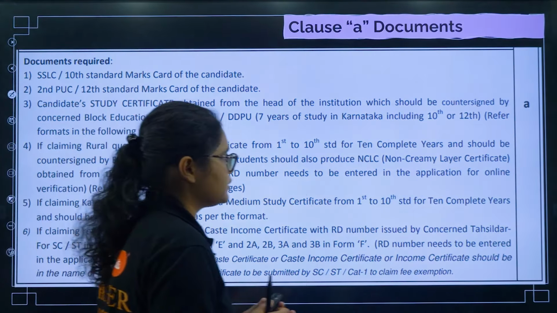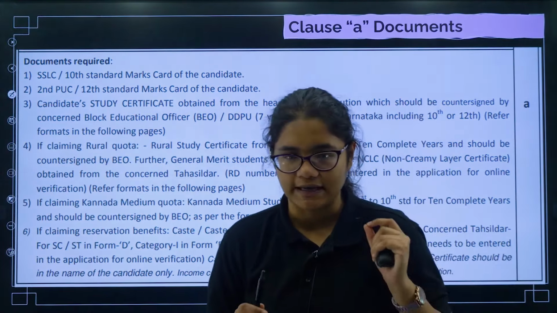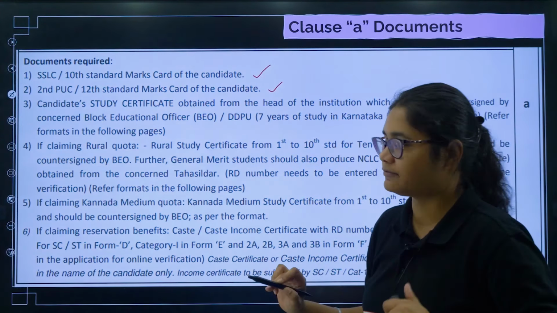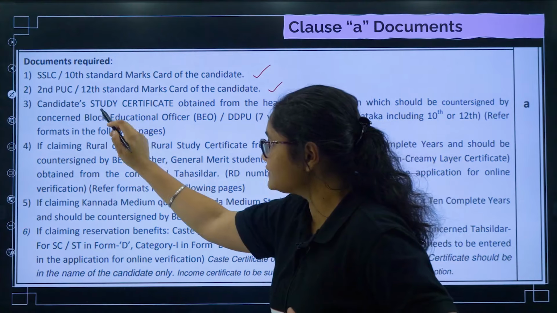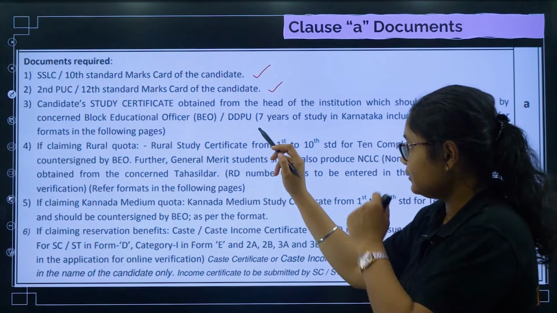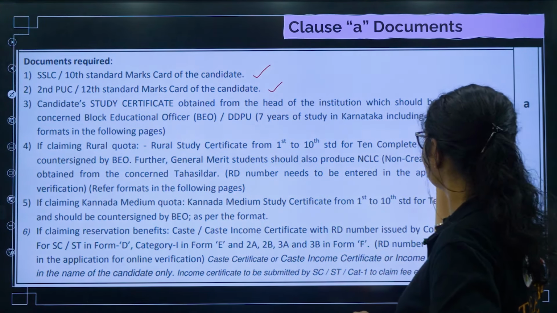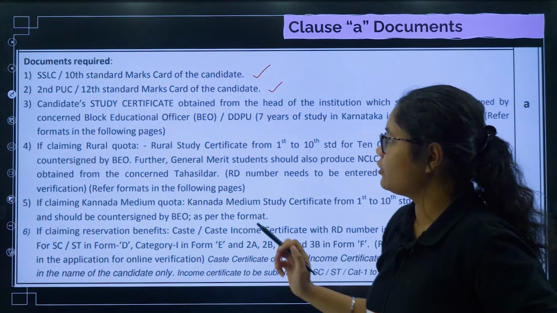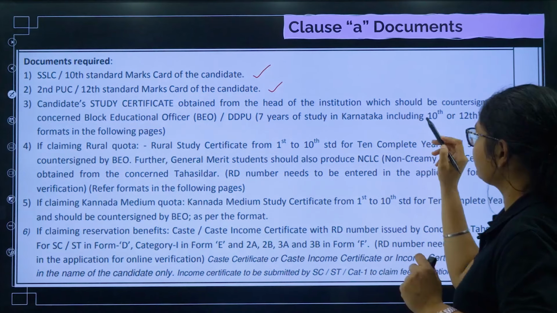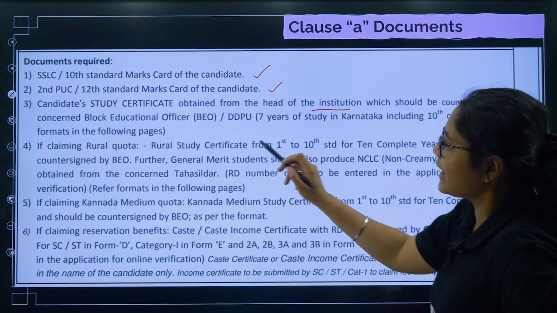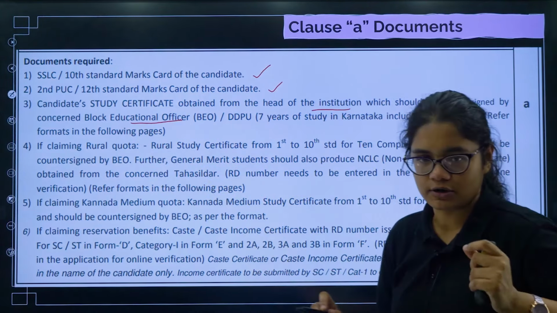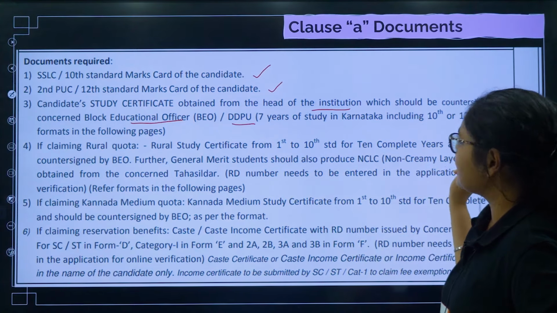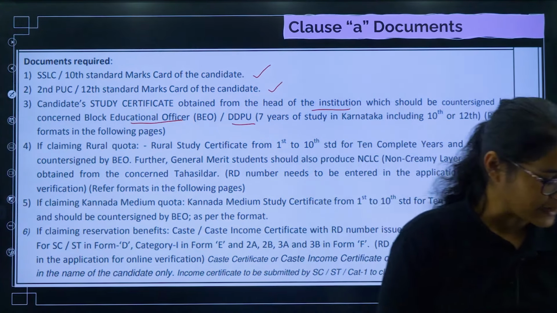So what are the documents that you need to produce if you are in clause A? First your 10th certificate, then your 12th certificate, then your study certificate obtained from the head of the institution, which should be countersigned by the concerned block educational officer. So you should get your study certificate from the head of the institution and it should be signed by your block educational officer, or DPPU, showing 7 years of study in Karnataka including 10th or 12th.